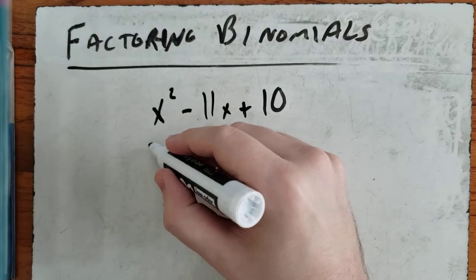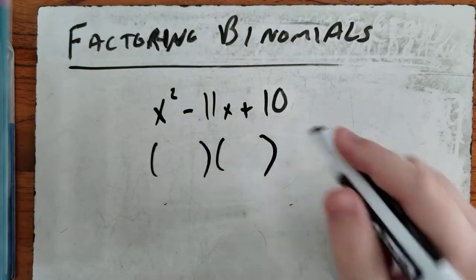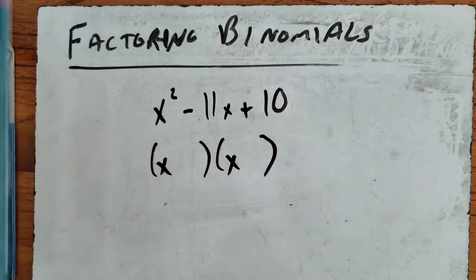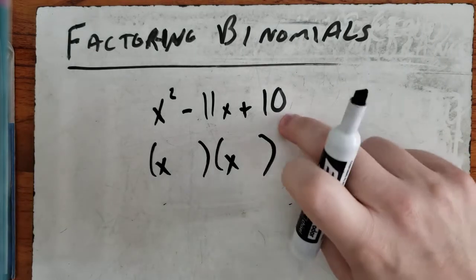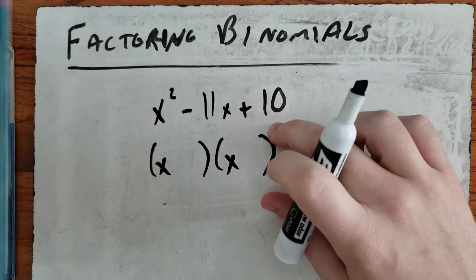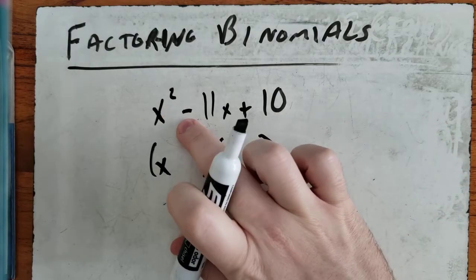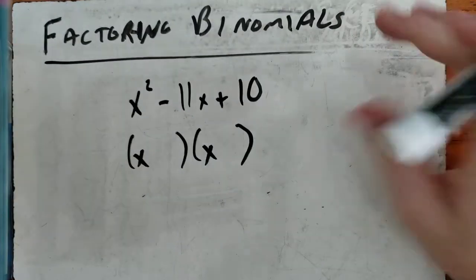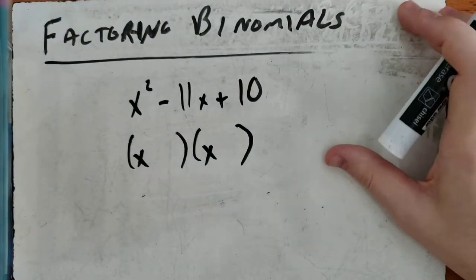first steps first, right? Two parentheses. X squared is in front by itself. X here, X here. Okay, now last number here, 10. So we need two numbers that multiply to 10 and add or subtract to get a negative 11, okay? So let's go through our numbers.